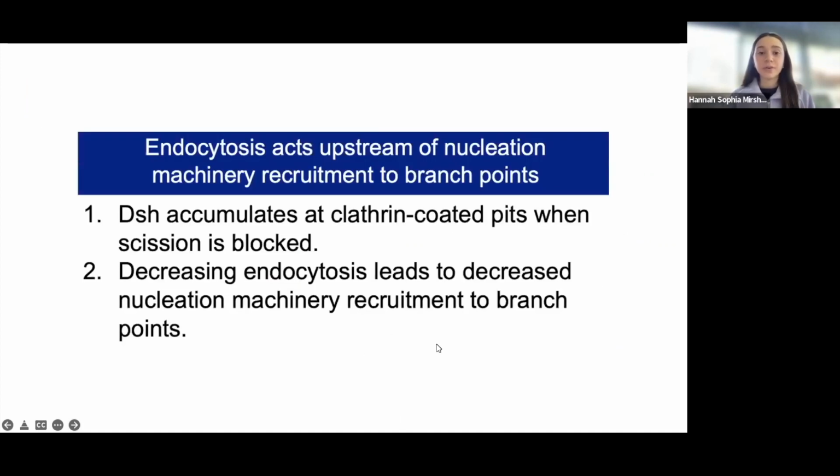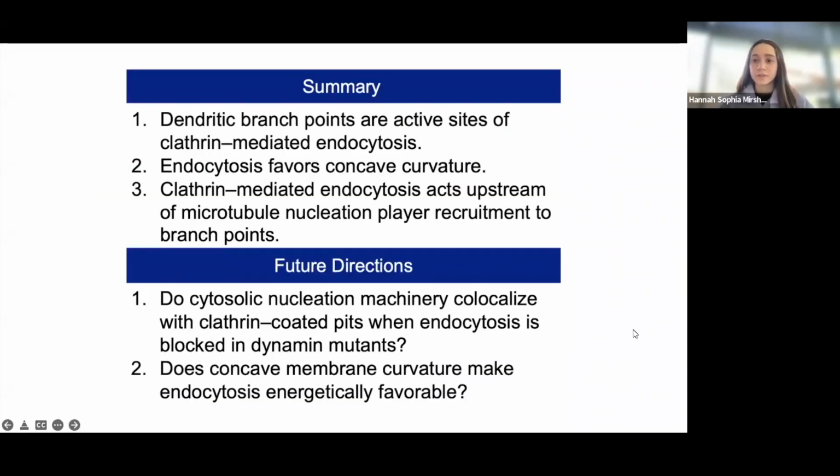And this goes back to support that decreasing endocytosis leads to decreased nucleation machinery recruitment to branch points. And this leads us to the conclusion that endocytosis is acting upstream of nucleation machinery recruitment to branch points. Here's a summary of our key findings in our projects.